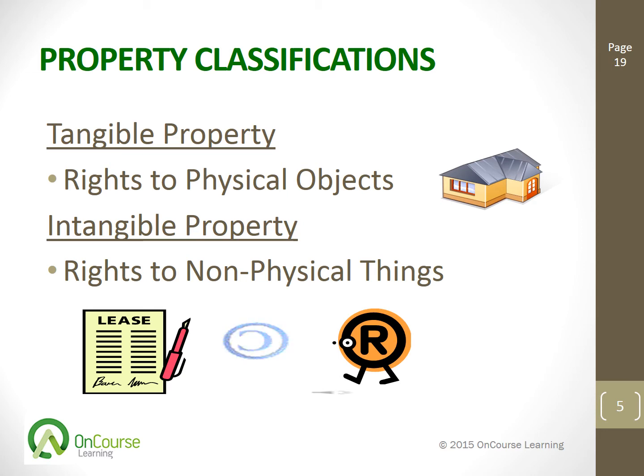There's also things that we deal with as appraisers called intangible property, and these are the rights to non-physical things. The examples here in the little clip art are a lease, a copyright, and a registered trademark. These are non-physical things, but they can have value to people, and they can be appraised quite easily by those who have the proper education. Most of the time, real estate appraisers deal with leases. A lease is a contract between a landlord and a tenant.